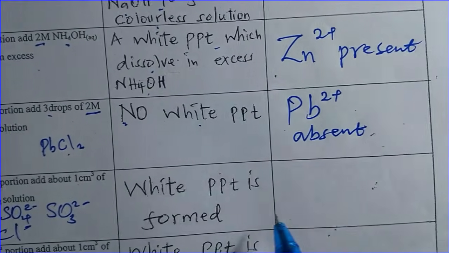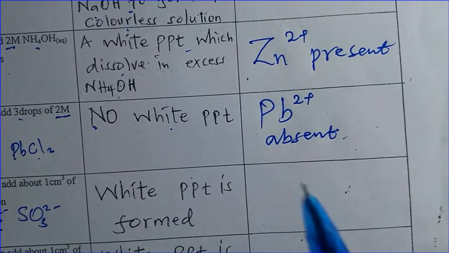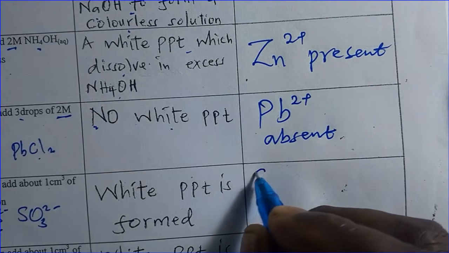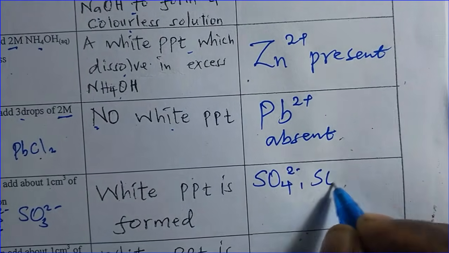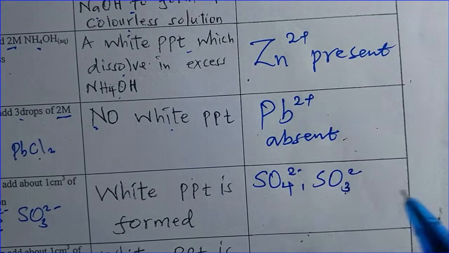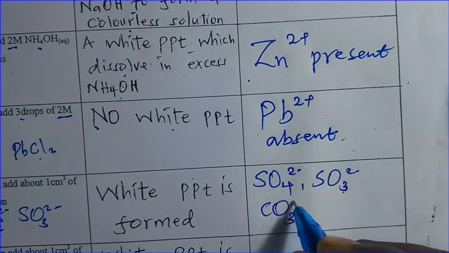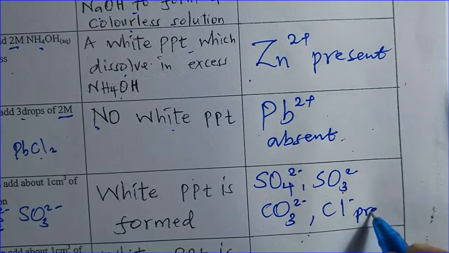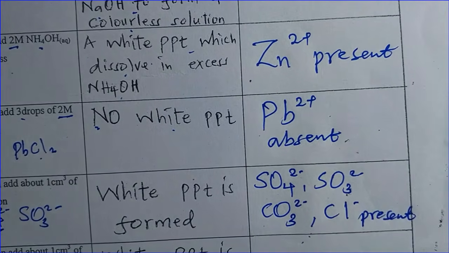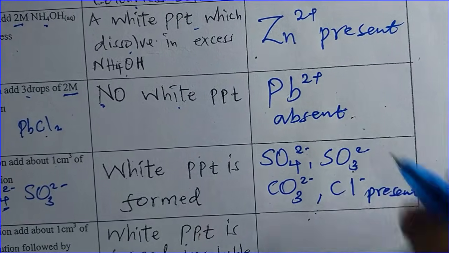So from that, because a white precipitate is formed, it means the sulfate, the sulfite, the carbonate, and the chloride are present. That is what it means.